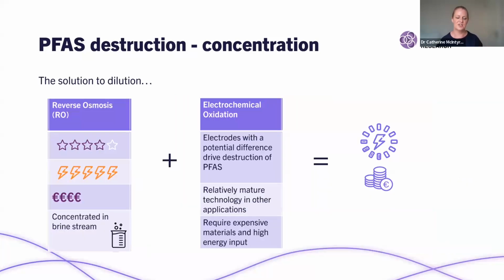And there's a solution to this. So the solution to dilution is concentration. You can use those removal technologies, for example, reverse osmosis, to concentrate the PFAS in the waste stream so that you have a low volume, high concentration solution. And then you add in a destruction technology like electrochemical oxidation. And that is a much more cost-effective and energy-efficient way of dealing with these compounds.